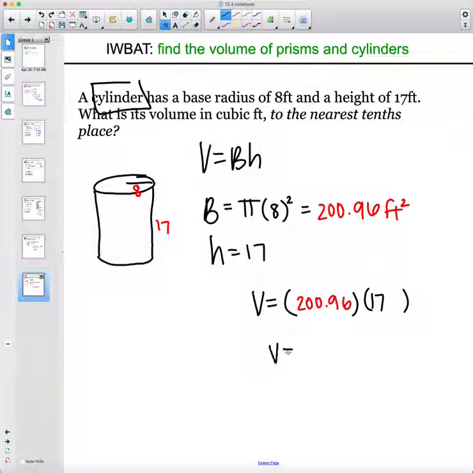And you'd get a volume of 3,416.32. And this wanted it to the nearest tenth. So we'd only do 3,416.3. And then feet cubed.